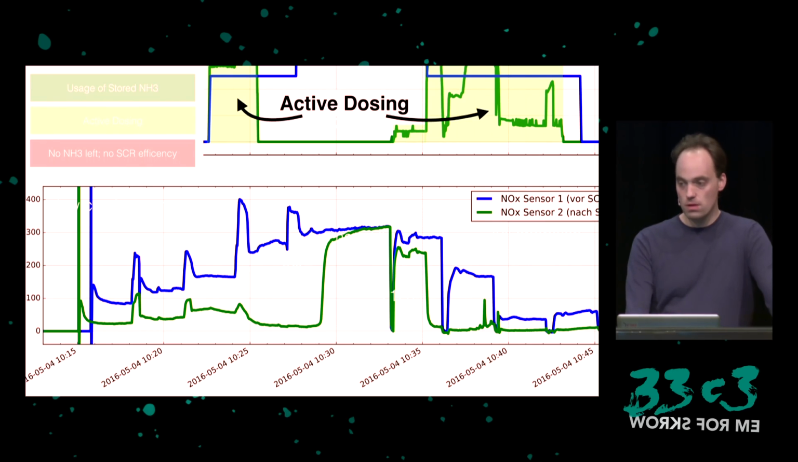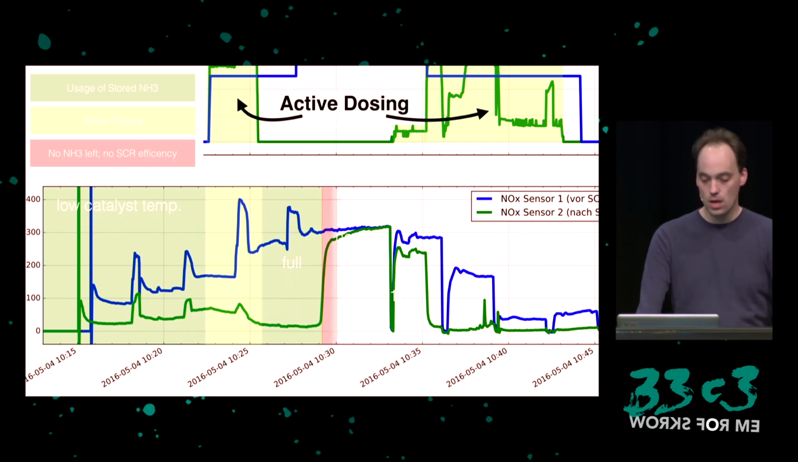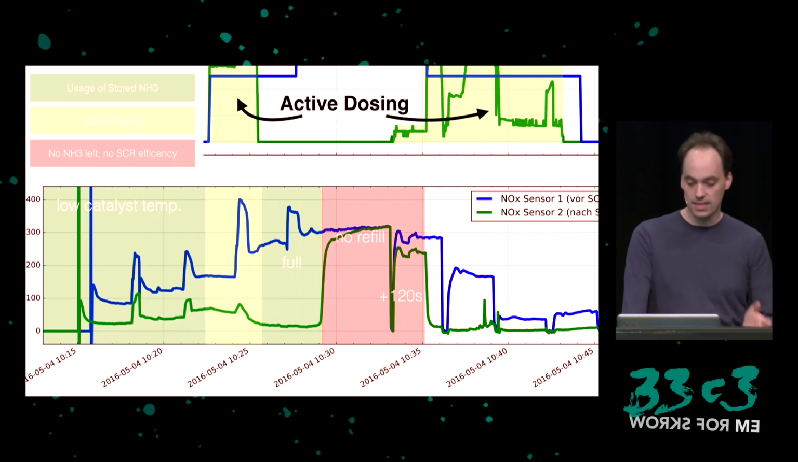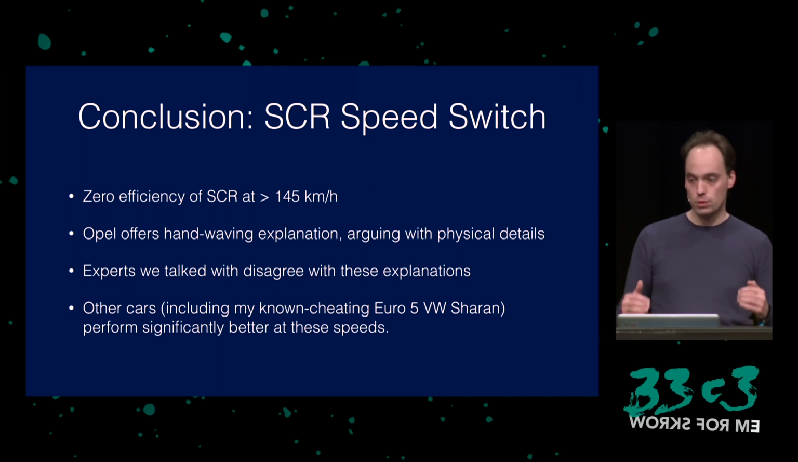Here we see this again. So here are the sequences of active dosing. Here we see where the catalyst temperature is too low for dosing. We see the regular operation. We see where it's still working because there's still ammonia stored, and then until we run out of ammonia, no refill happens until exactly 120 seconds after going below 140 kilometers an hour. So our conclusion after this is that the SCR is programmed to stop working at 145 kilometers per hour. The efficiency goes to zero.